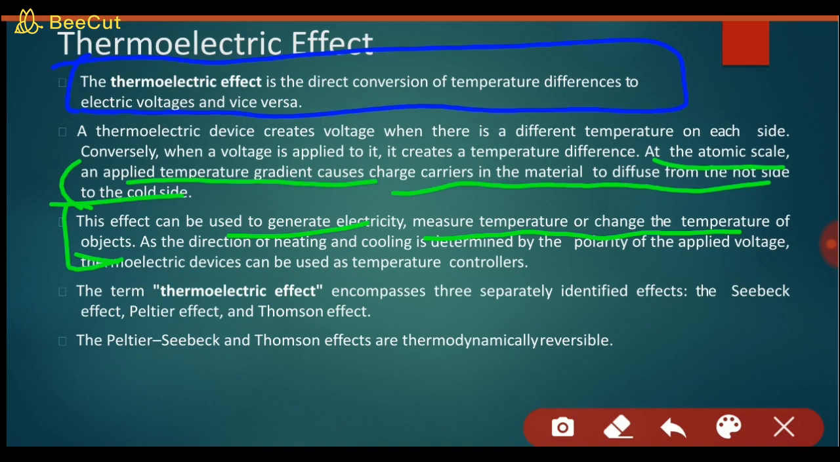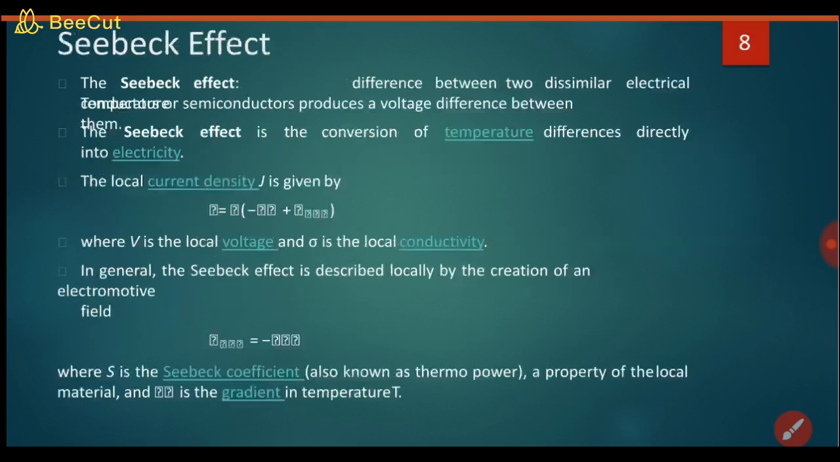So the thermoelectric effect encompasses three separately identified effects: the Seebeck effect, Peltier effect and Thomson effect. Okay students, the Peltier, Seebeck and Thomson effects are thermodynamically reversible. So all these points are important, students, and they can be asked in short questions in the examination. What do you mean by thermoelectric effect? Define Seebeck effect. So you should consider those points also.